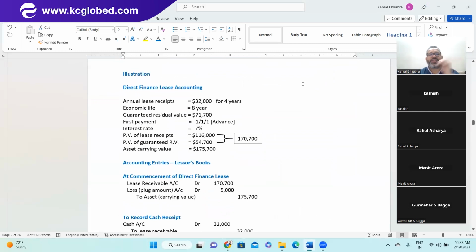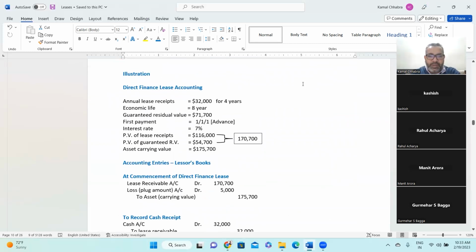Okay, let's do an illustration for the direct finance lease accounting. Annual lease receipt is $32,000 for 4 years. Economic life of the asset is 8 years. Guaranteed residual value is 71,700. And the first payment is received in advance on 1st January 2001. Let's assume the interest rate given is 7%.